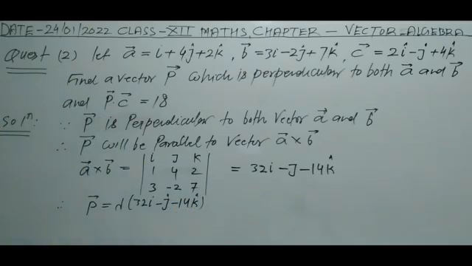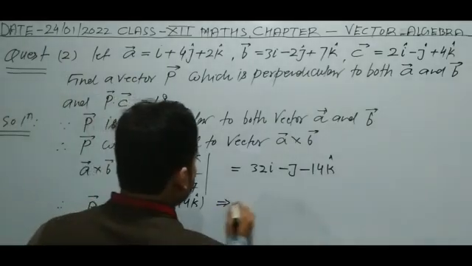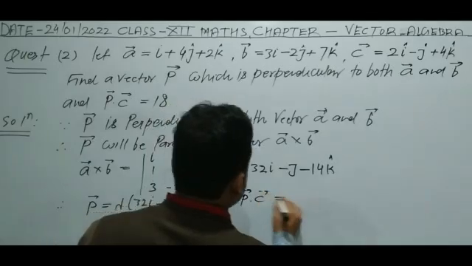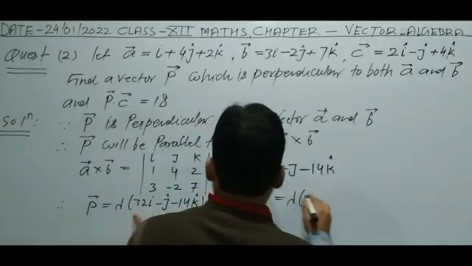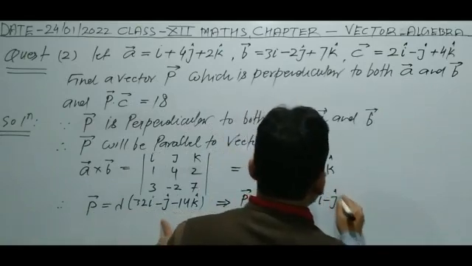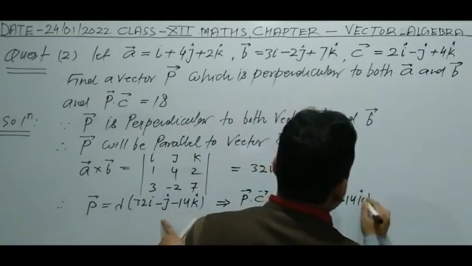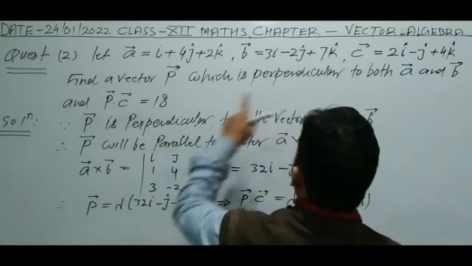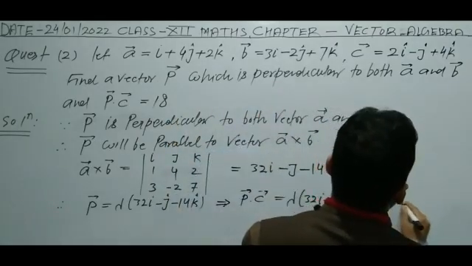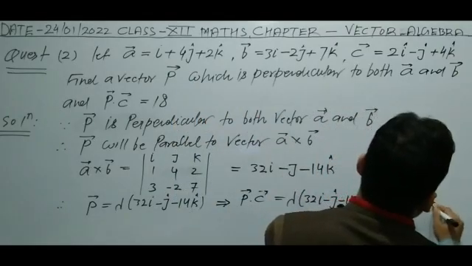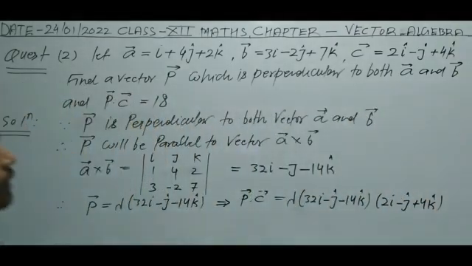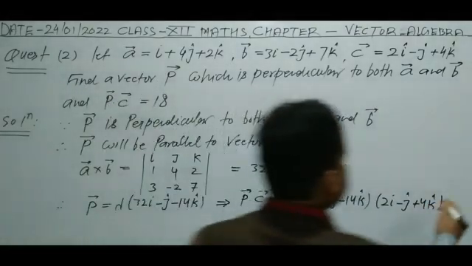Now P dot C, the result we know is 18. So P dot C implies vector P dot vector C. This is lambda times 32i minus j minus 14k dot C vector. C vector is 2i minus j plus 4k, and its result is 18.